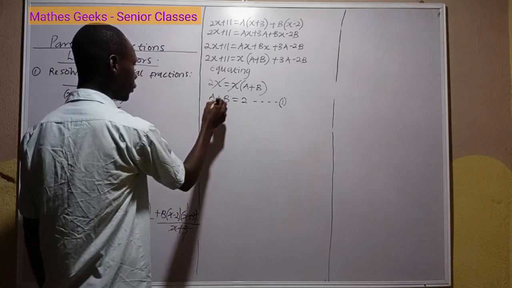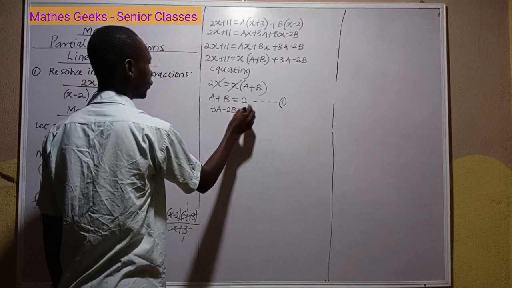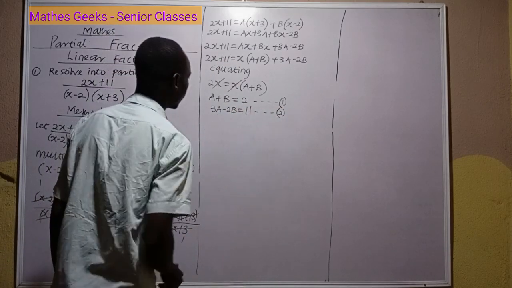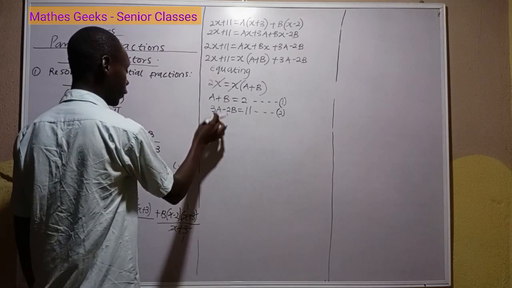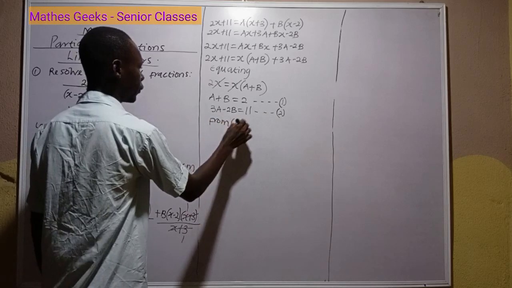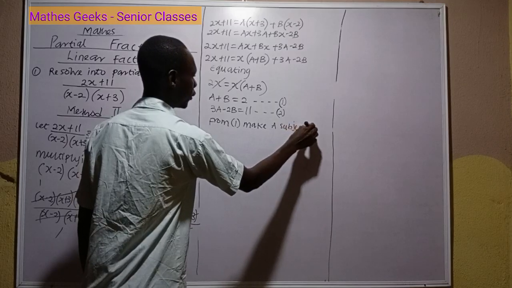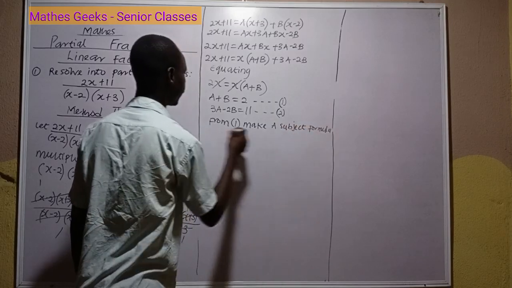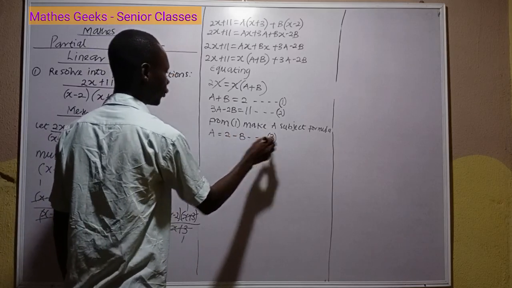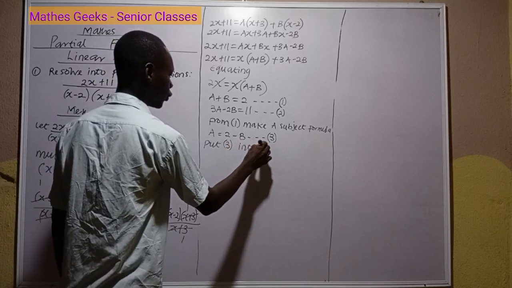Then this other part, 2a minus 2b, will equate to this side, 11. So this will give us equation 2. Okay, I want to use the substitution method to solve this simultaneous equation. So from 1, make a the subject of the formula. a is equal to 2 minus b. This is equation 3. So we're going to put equation 3 into 2.